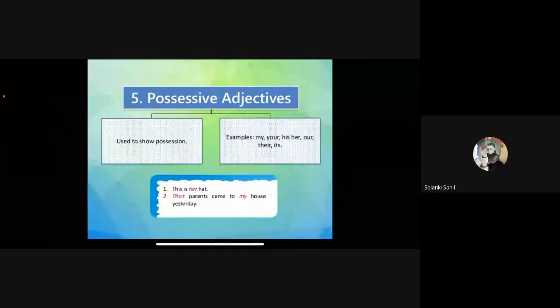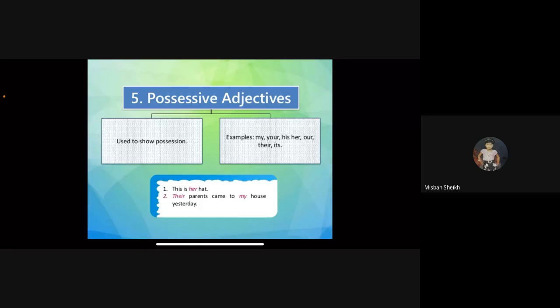Sir, can I read? Possessive. Okay, wait. I think, Misbah, right? Yes, if you want to read, then I'll give you a chance, because I thought some students only want to read, others don't. So you can read if you are interested.